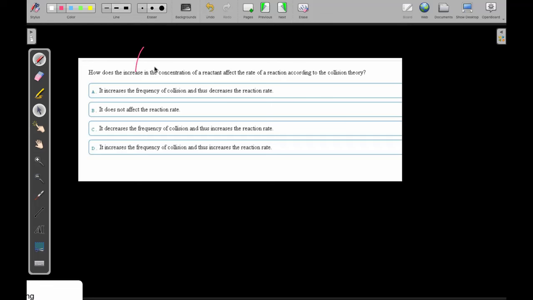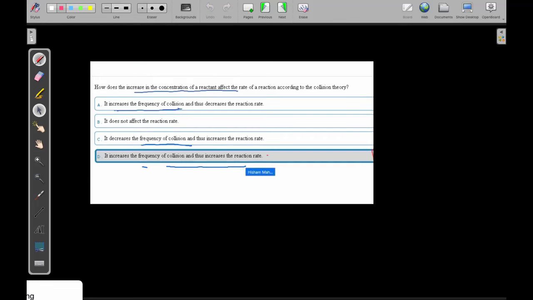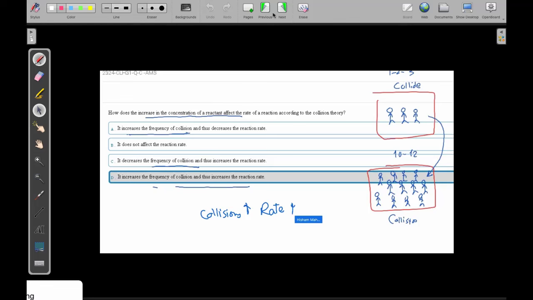How does the increase in the concentration of the reactant affect the rate of the reaction? Imagine you have two rooms. One has two children hitting each other and running everywhere, and one has 10 children. The more concentration means more children here. So high concentration means more collisions between them. Since the rate of the reaction increases by increasing the collisions, more collisions due to more concentration cause a higher rate of the reaction. So it increases the frequency of collisions and thus increases the rate of the reaction. This is the only correct one.